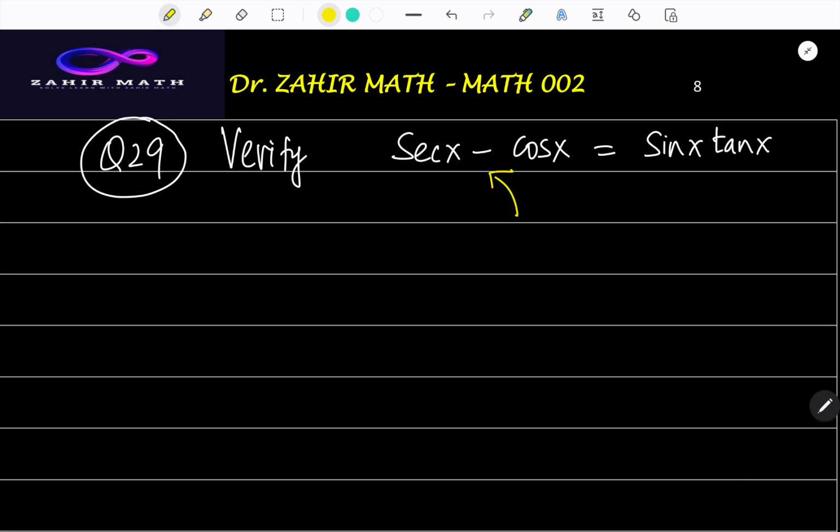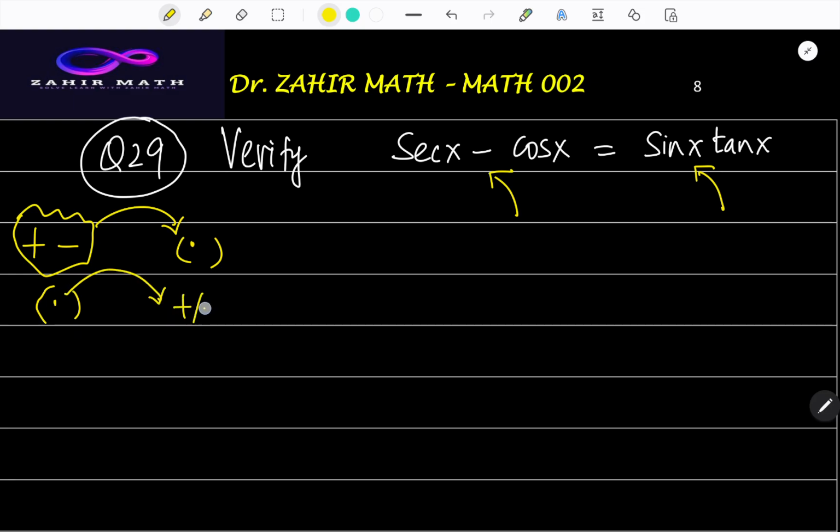The bigger one is also this one. But usually taking plus minus and bringing a product is easy. Taking a product and bringing plus minus is very difficult. Understand what I said? Suppose you have plus minus. You take this and bring it as a product, it's easy. But taking a product, multiplying terms, and bringing plus minus is very difficult. Keep that in your mind. So this is a plus minus.